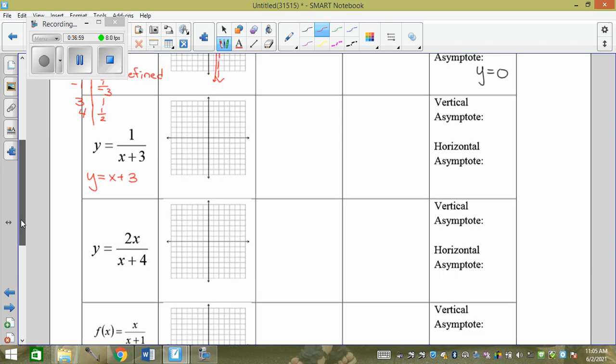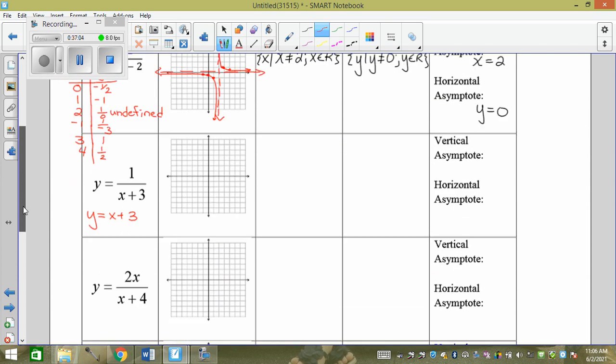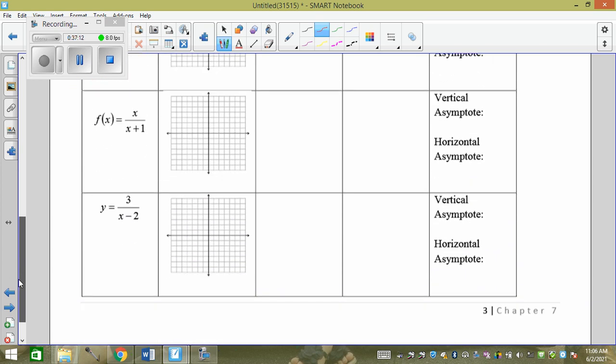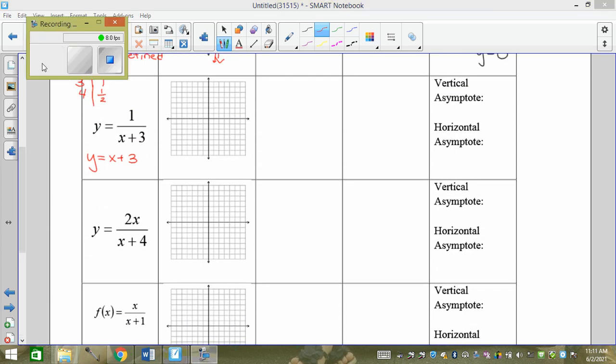Okay? But we still follow the rules. So for these ones, I'm going to be nice. Don't sketch them. We're going to ignore sketching for now because we're going to do more sketching tomorrow. All I want for these ones is vertical and horizontal asymptotes, domain and range. Don't need to sketch.